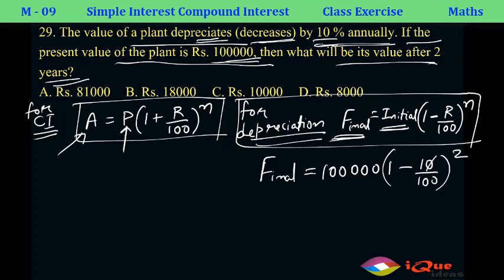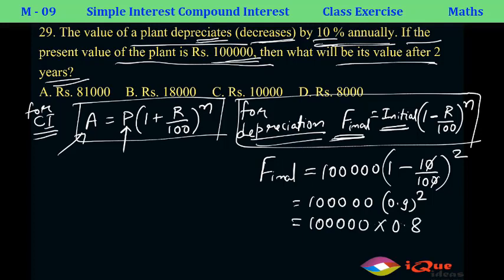Now 10 upon 100 is 1 upon 10. So 1 minus 1 upon 10 is 0.9. So it is 1 lakh into 0.9 square. Now 0.9 square is 0.81. So it is 100,000 into 0.81, which comes out to be 81,000. So the final value after 2 years is 81,000 rupees, right?